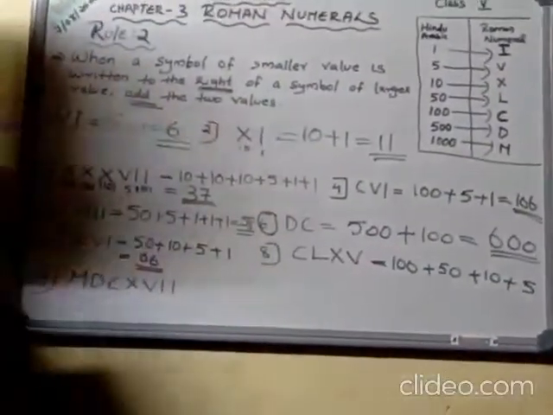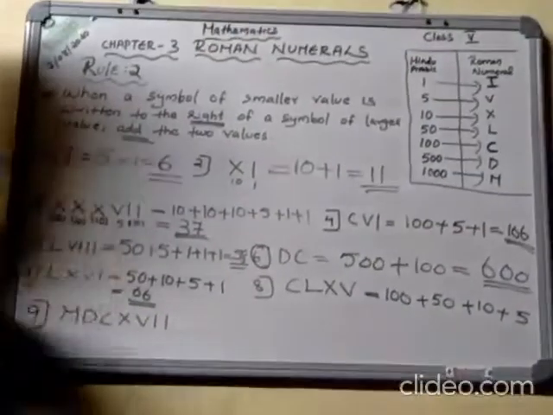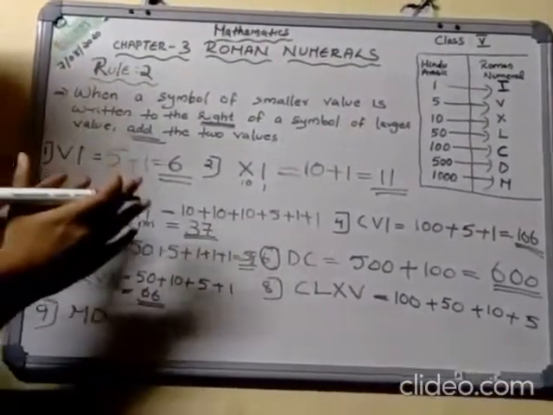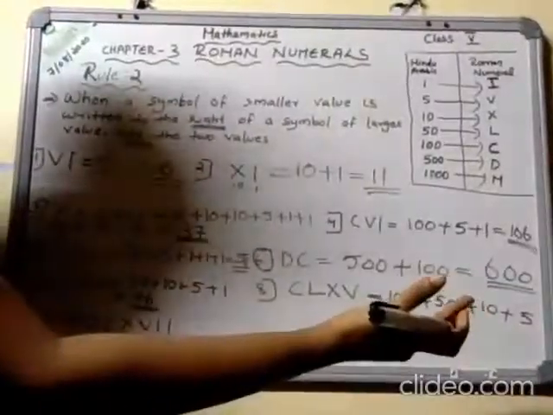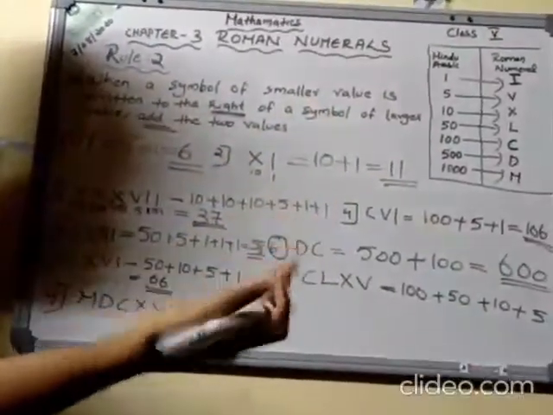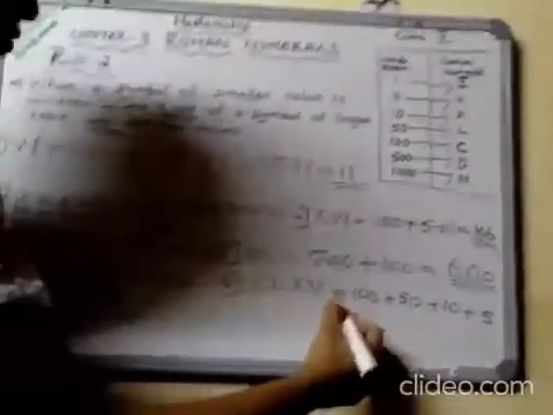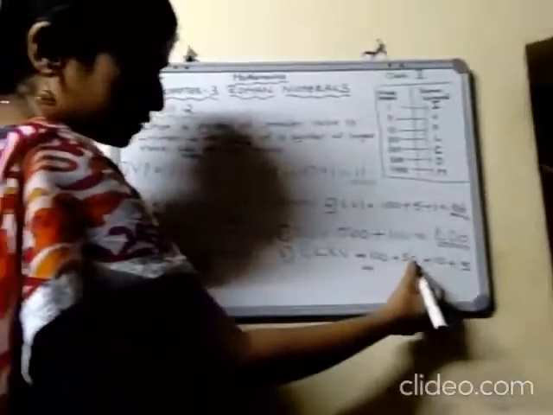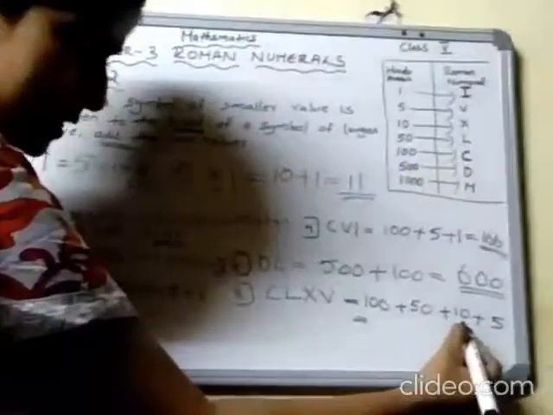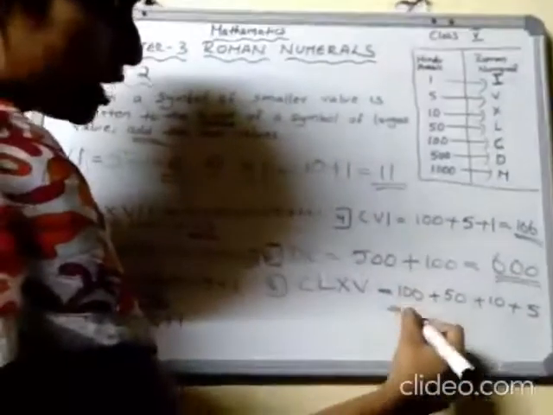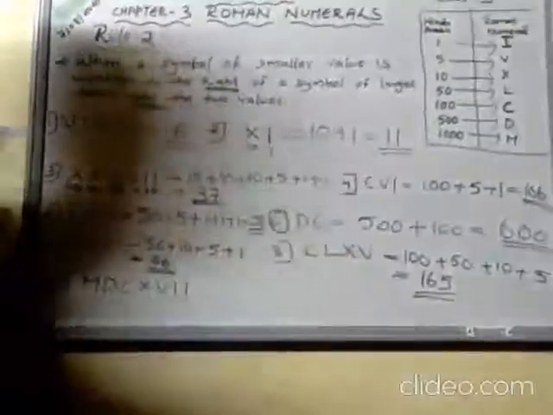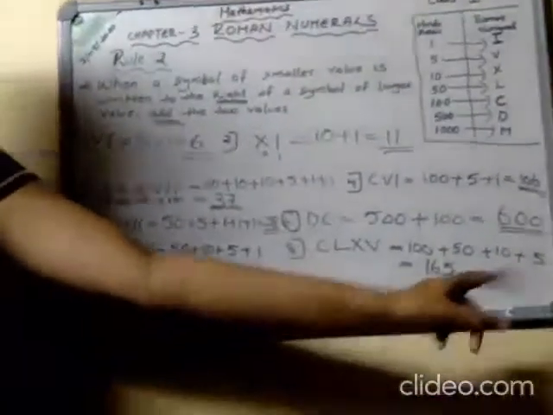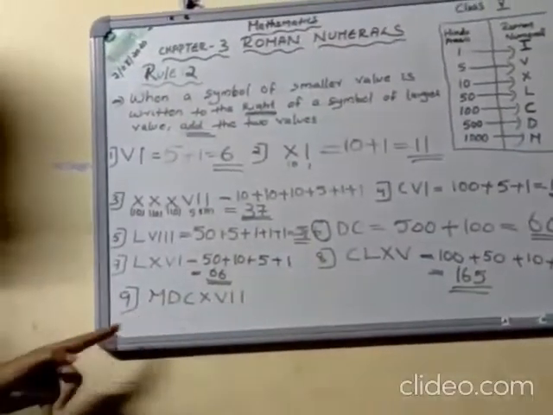Otherwise we have to subtract. It is the next rule. So we have to check whether the smaller value is placed to the right of the symbol of larger value. Then what do we have to do? We have to add. So what will be the answer here? 100 plus 50, 150. 150 plus 10, 160. 160 plus 5, 165. So this is the Roman letter representation of 165.